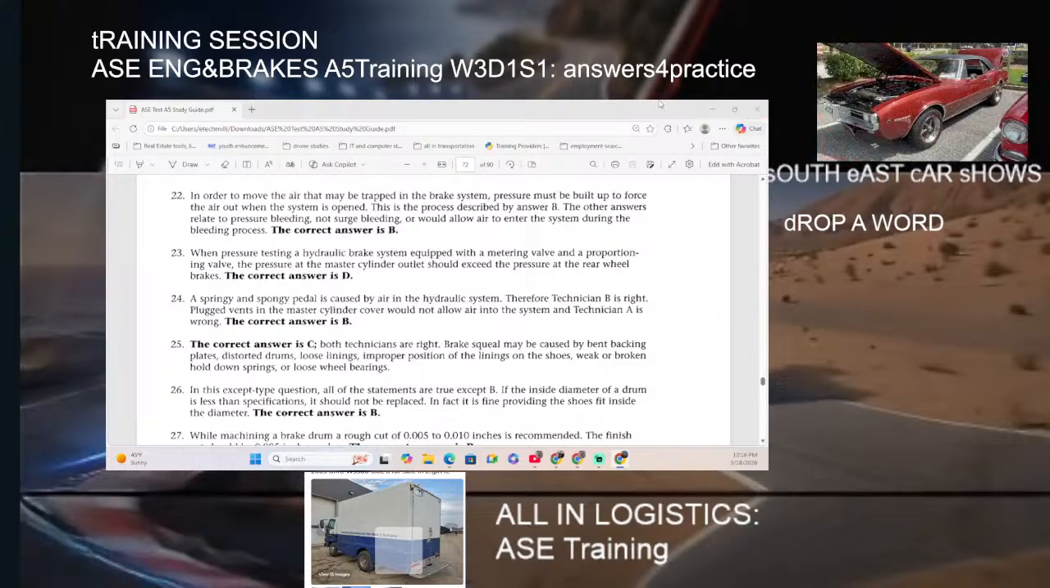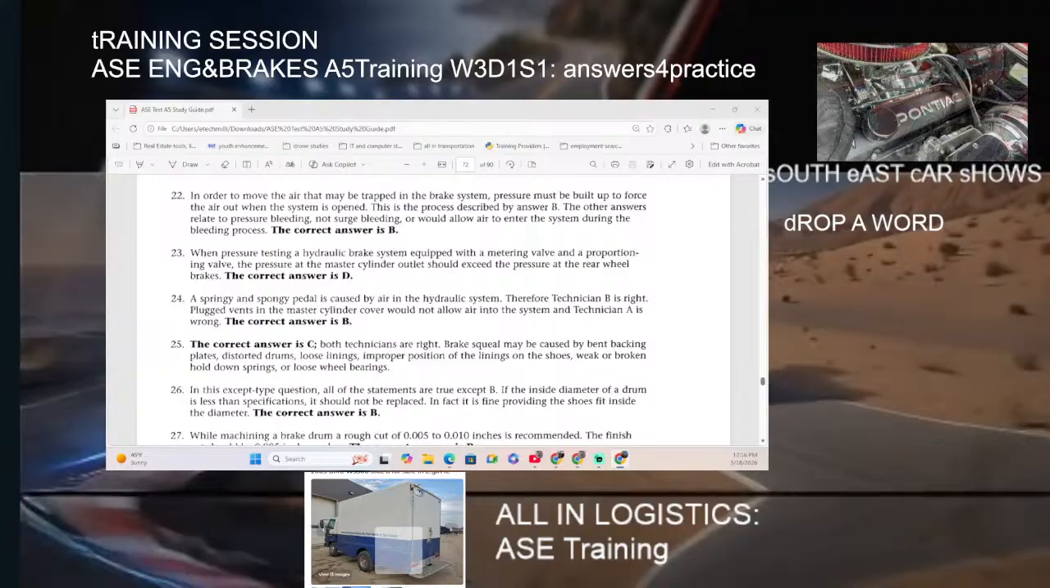24. A springy and spongy pedal is caused by air in the hydraulic system. Therefore, technician B is right. Plugged vents in the master cylinder cover would not allow air into the system, and technician A is wrong. The correct answer is B.